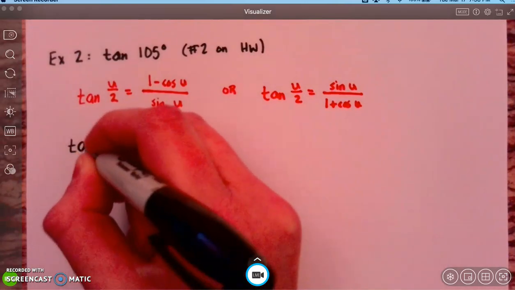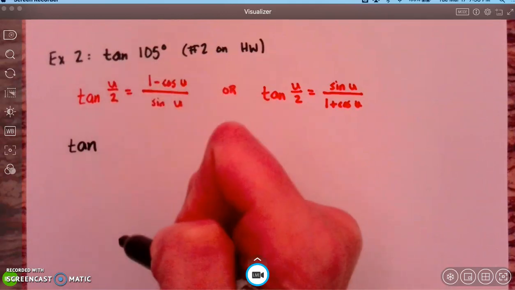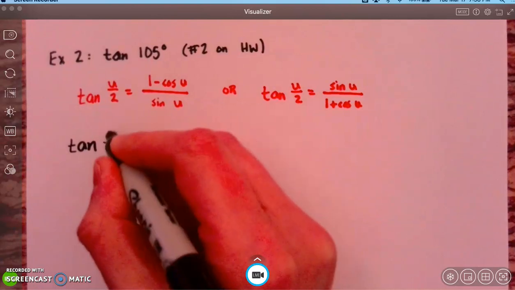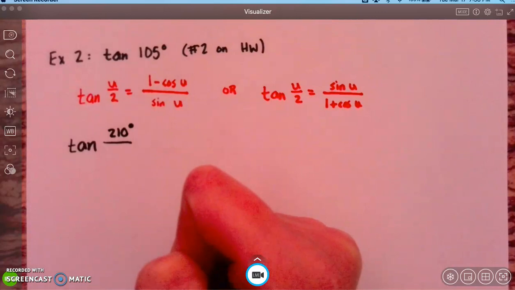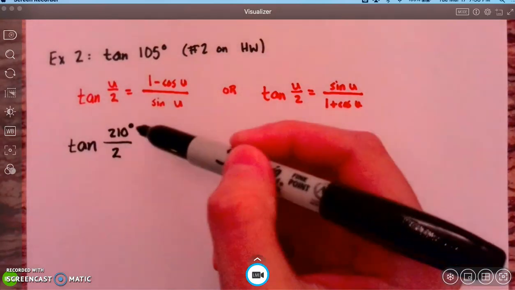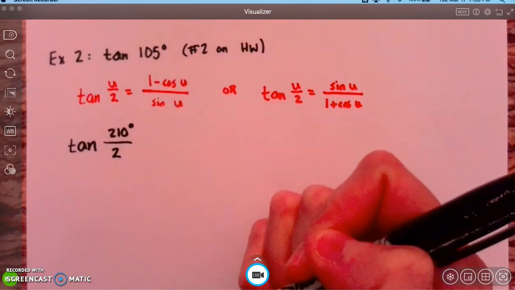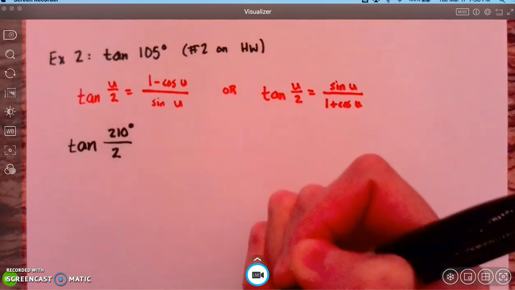So we have tangent, u once again is going to be twice that angle. So 105 degrees twice is 210 degrees. And notice that 210 is a special angle, which is exactly what we want. Also notice that 210 divided by 2 still equals 105 degrees. So we've not changed the value of this problem, just the way that the problem is written.